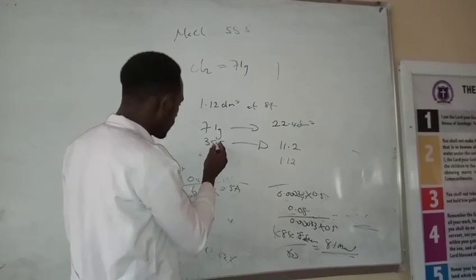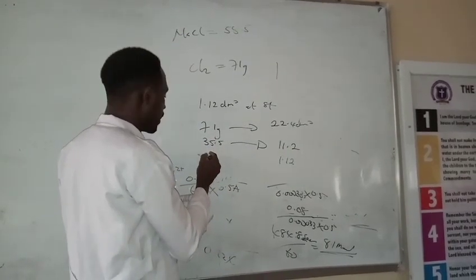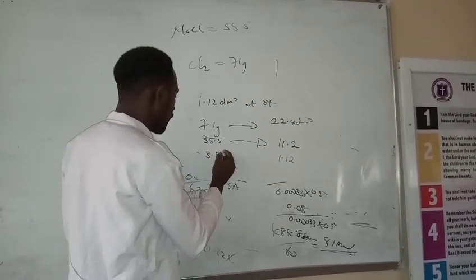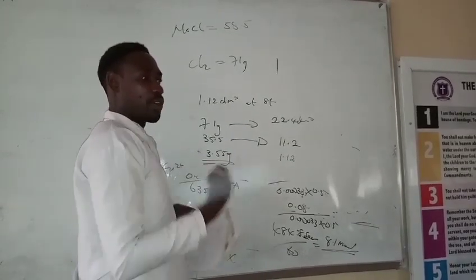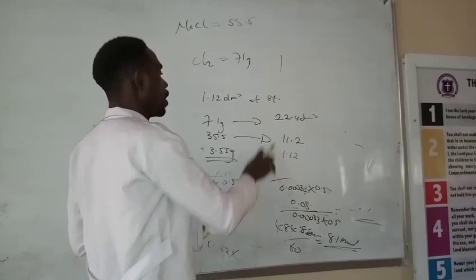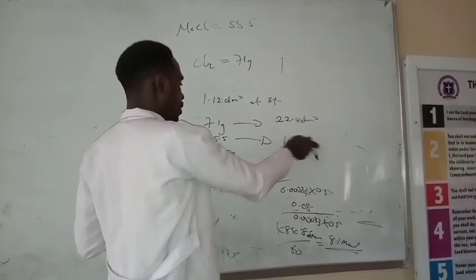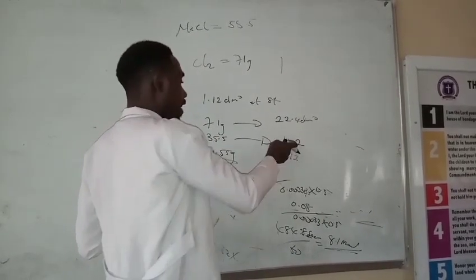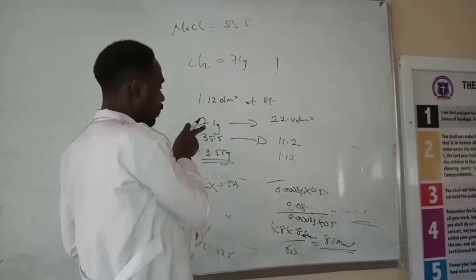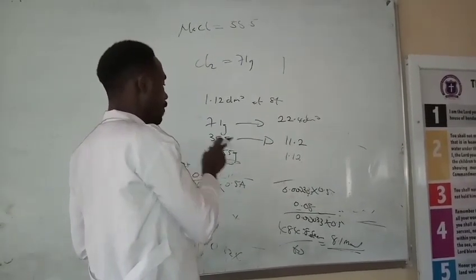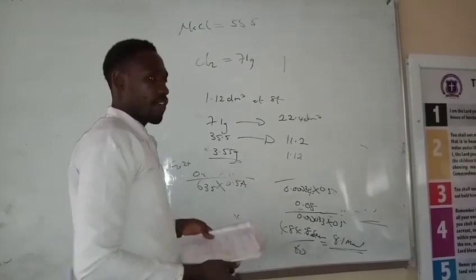Then what do you do here to get the answer? You shift the point behind again. It becomes 3.55 grams, which is the answer. So this time around, even if you don't know what to do, you can look at it very well. You already know that half of 22.4 is 11.2. Then if you divide that half by 10 again, you get 1.12. So get the half of 71, which is 35.5, divided by 10, you get 3.55.